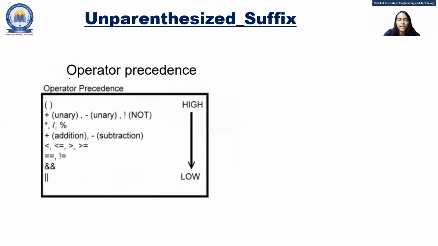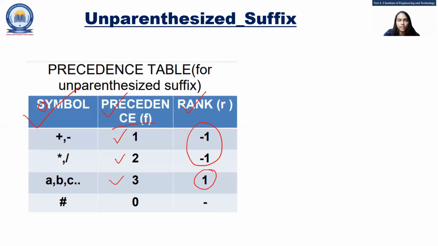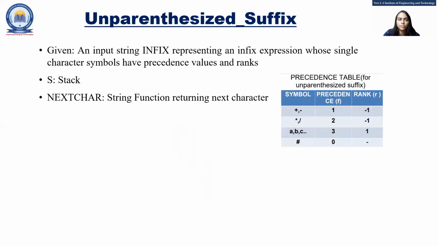Now students, again, what are the operator precedences? Brackets are solved first. Then we have unary plus, minus, not operators, then multiplication, division, addition, subtraction, and this is what we have studied in PPS. So we will go according to this precedence table in order to solve our problems. Okay, so the algorithm goes like this.